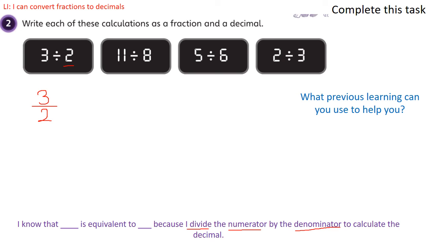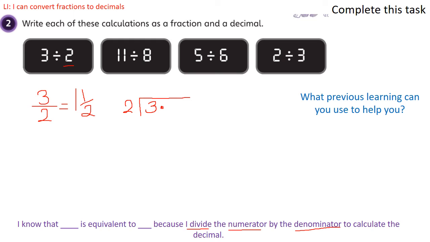Could I write that in any other way, still as a fraction? I could, couldn't I? I could write it as 1 1/2. But I also need it as a decimal. So let's do this one together. We're going to need a bus stop. What number am I dividing by? I'm dividing by my denominator, which is 2. That's my divisor, and my dividend is 3.